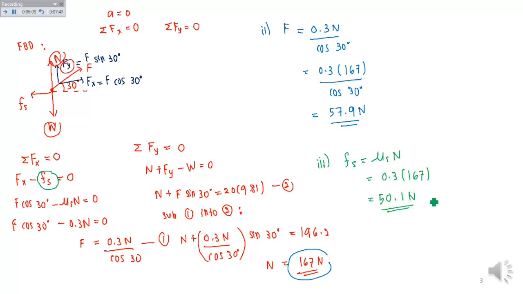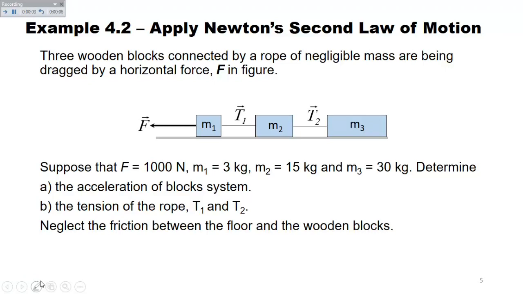That's all. Example 4.2. Apply Newton's second law of motion. Three wooden blocks connected by a rope of negligible mass are being dragged by a horizontal force F as shown in the figure. Suppose that F equals 1000 Newton, M1 equals 3 kg, M2 equals 15 kg, and M3 equals 30 kg. Determine A, the acceleration of the block system, and B, the tension of the rope T1 and T2. Neglect the friction between the floor and the wooden blocks.